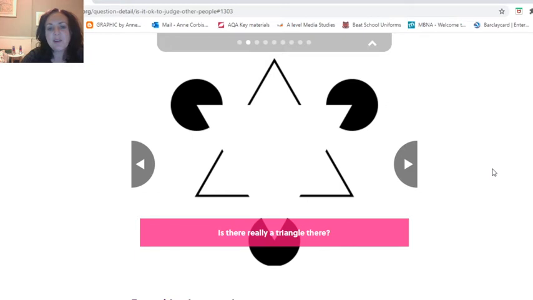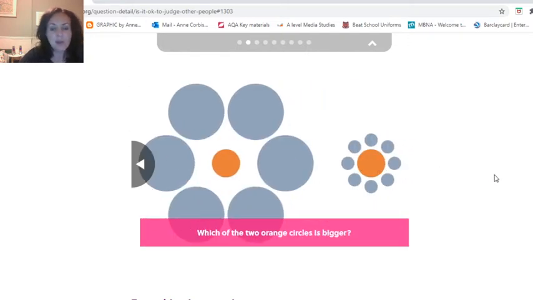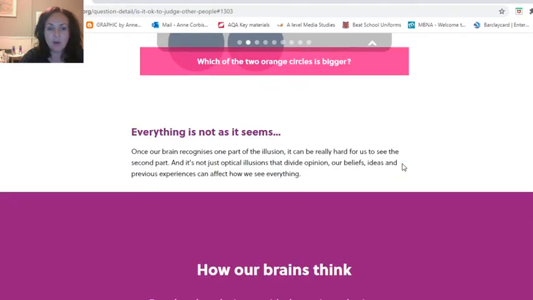What about this one? Is there really a triangle here? Your brain is telling you one thing, but logically, are you trying to work out if what your brain is telling you is true? What about this one? Two orange circles. Which one of them is bigger? Guess what? They're both exactly the same size. Whoa. Okay, so we scroll down.